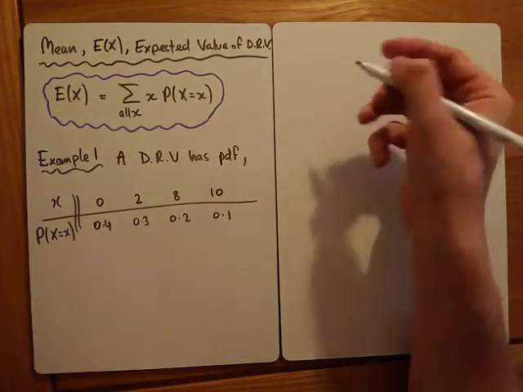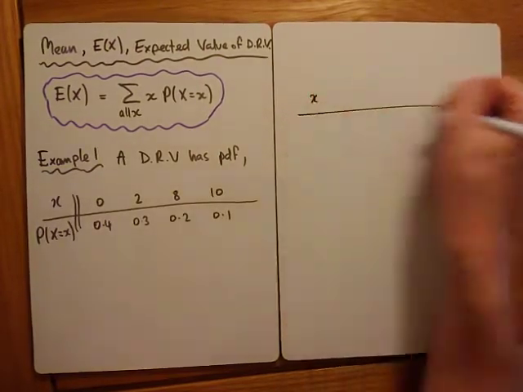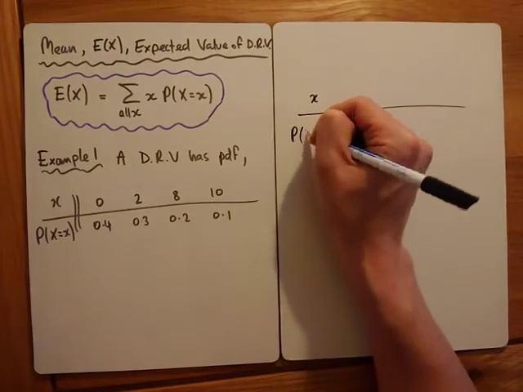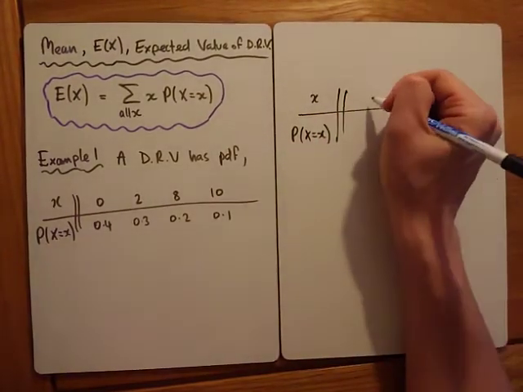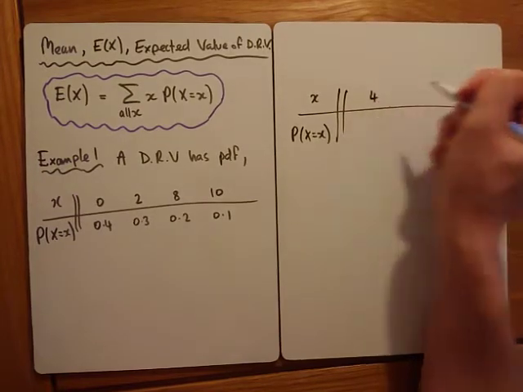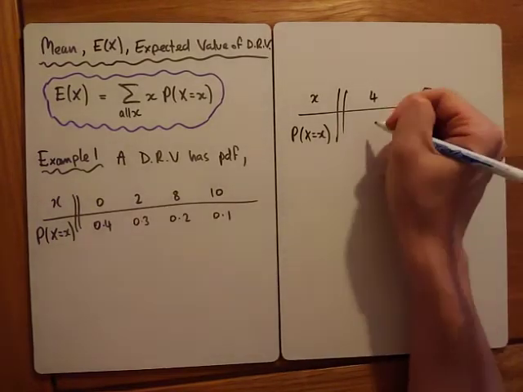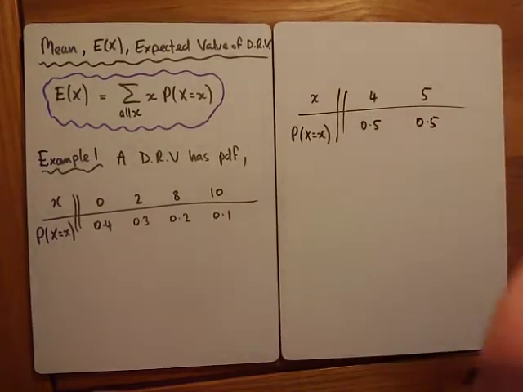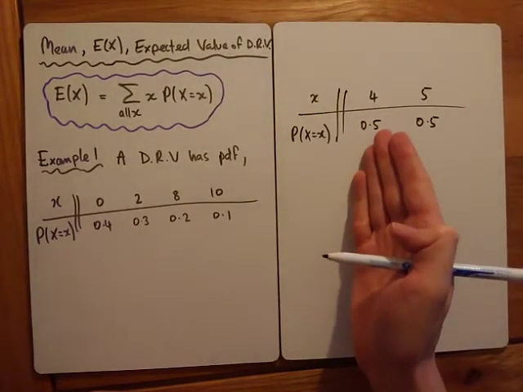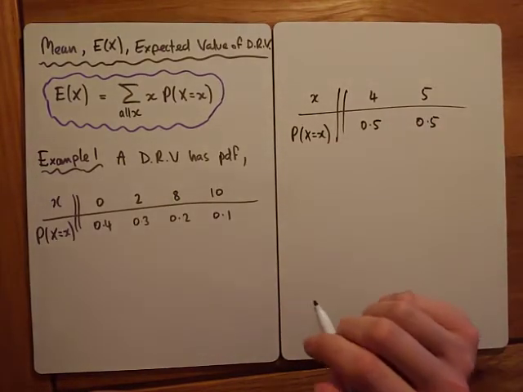Imagine we had a distribution that looked like this. So x, the probability, and let's say we could get a 4 or a 5. Whatever this is, it might be like a spinner, and you're either going to get a 4 or you're going to get a 5. The probability of each of those things, let's keep it dead simple, is 0.5, an even chance of getting a 4, an even chance of getting a 5.